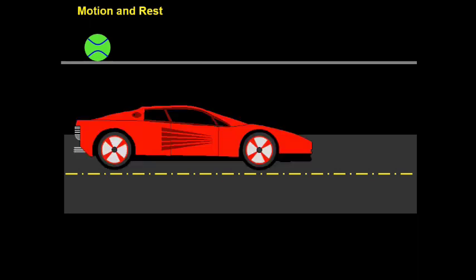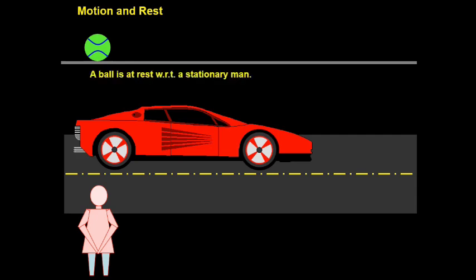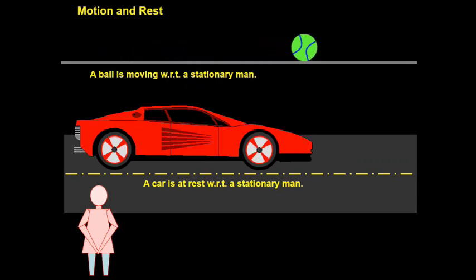So the next point is motion and rest. We all know what is motion and what is rest, but remember this is also a relative term. Why I'm telling relative, you will understand here. Say a ball, a car, they are stationary with respect to a man on the earth. Now the ball is at rest with respect to the stationary man, the car is at rest with respect to a stationary man. Now the ball moves, the ball is moving with respect to a stationary man.